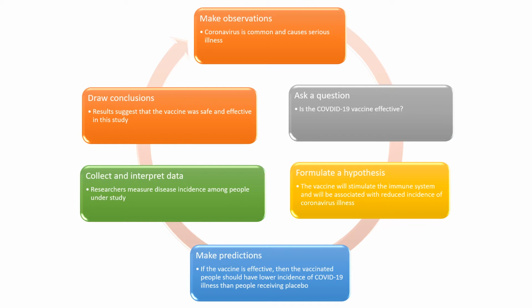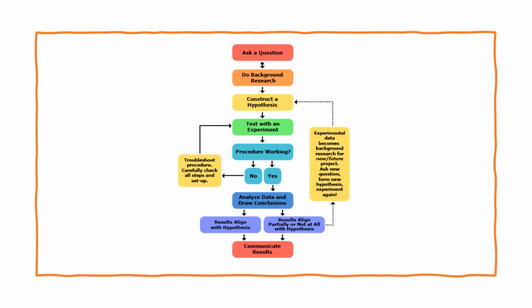Now, it actually doesn't end in this. As you can see, this is a cycle, not just a process. So after you have drawn your conclusions based on the collected data, you have again to make an observation. So okay, this image that you can see here is a diagram of how the scientific method is usually done. So like what I have mentioned, it all starts with observations and questions.